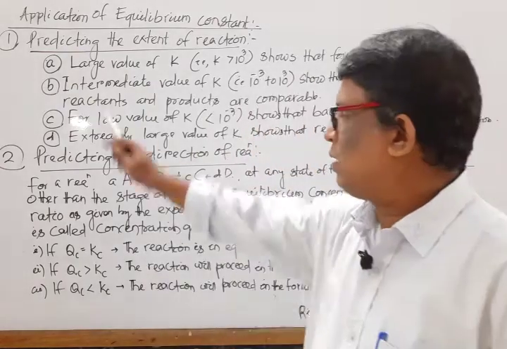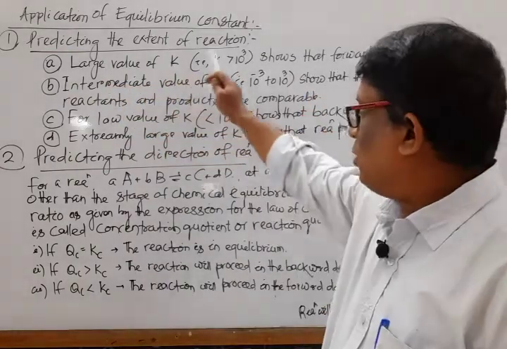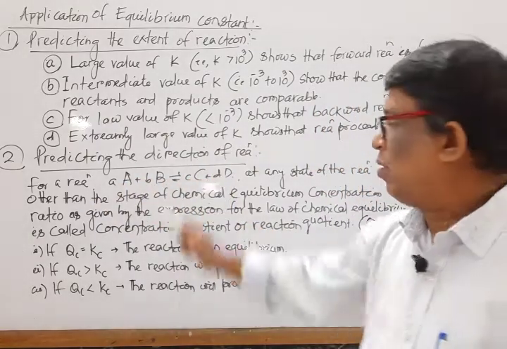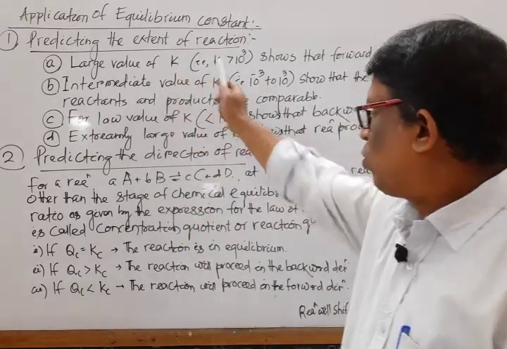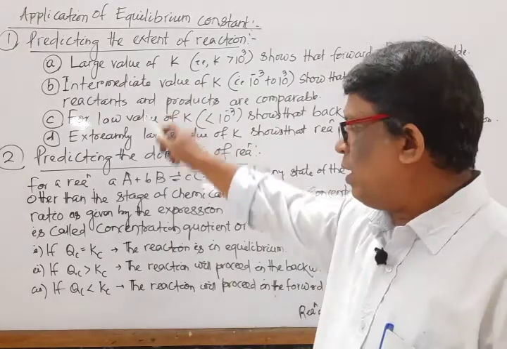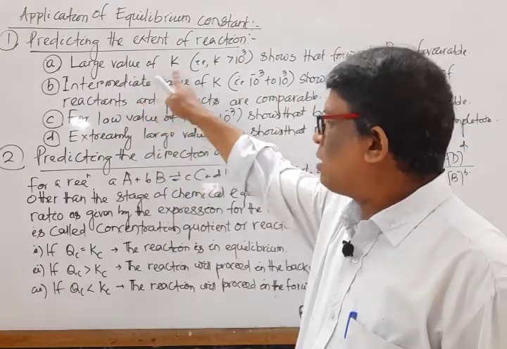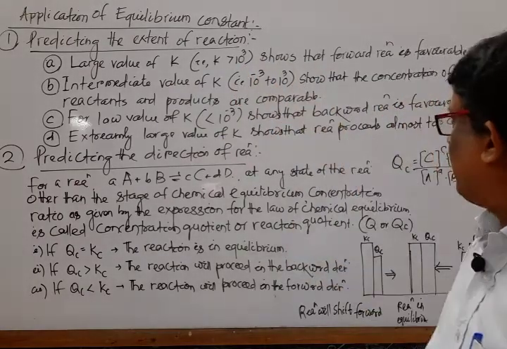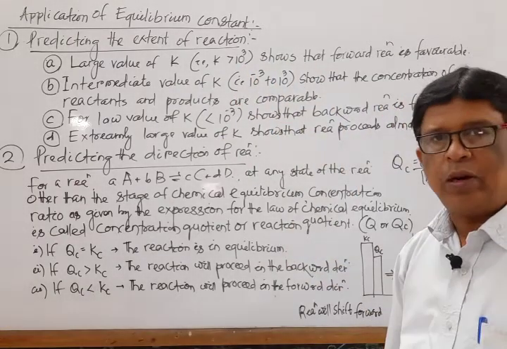Two applications are there. One is calculating the extent of the reaction. One is calculating the direction of the reaction. Mark that. First, calculating the extent of reaction. Four points are there. One, if there is a large value of equilibrium constant, that is greater than 10 to the power 3, it indicates that the forward reaction is favorable.